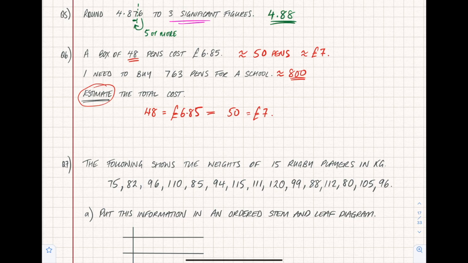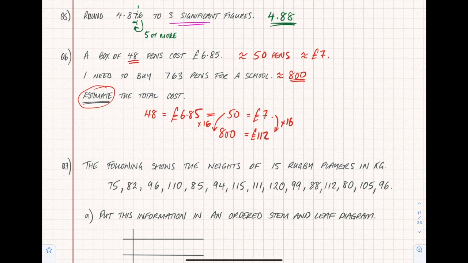Now, what I've basically got to work out is how do I get to 800 here? Well, 50 to 800, I've got to think about what I need to times 50 by to get to 800. So you could do 800 divided by 50, or using your understanding, you could figure out that that is times by 16. So if I'm then timesing that by 16, I'd have to times the 7 by 16 as well, and that gives me £112. So my answer to this, as an estimate, would be approximately £112. That's how much it cost me to buy those pens for the pupils in that school.